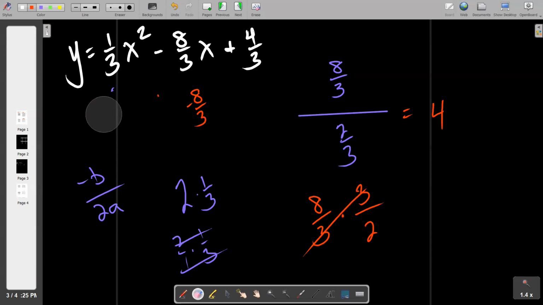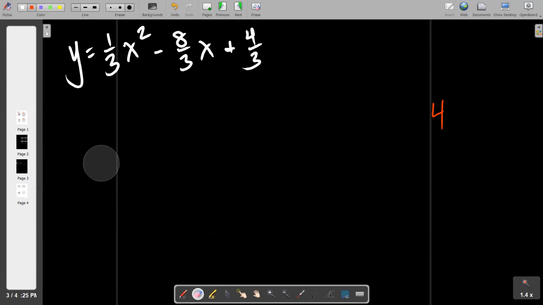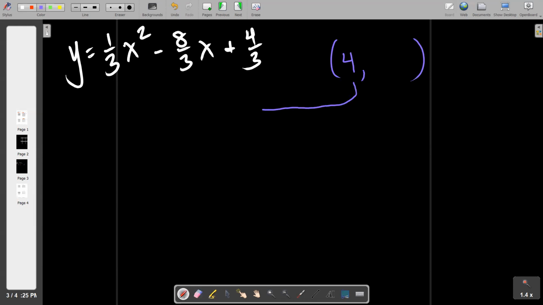Okay, so now it's time to erase a lot of stuff to get some more real estate. So the vertex is at 4, comma, something. And that just means to take that 4 and put it there and there and hope and pray that nothing goes wrong. So when we put it in the first spot right there where I just circled, what's 4 squared, what's a third of 16?